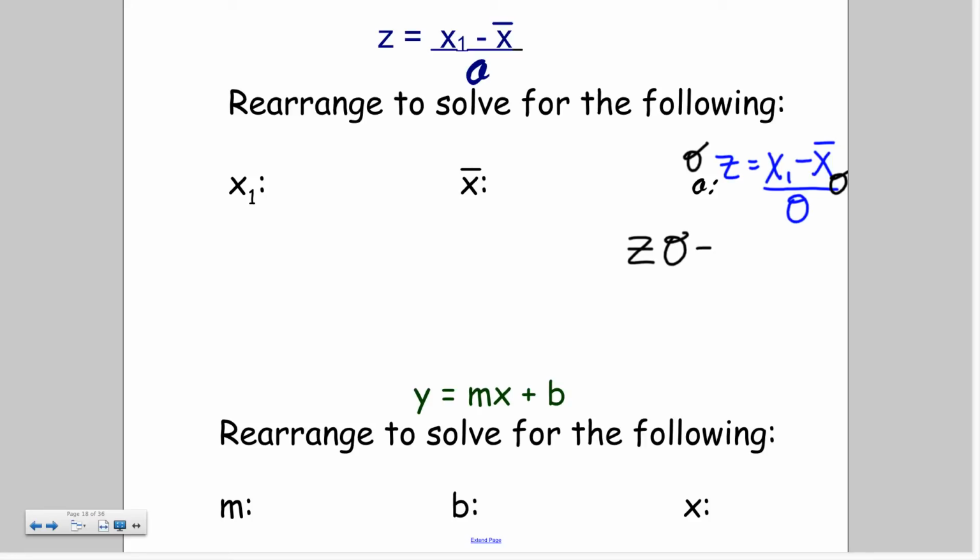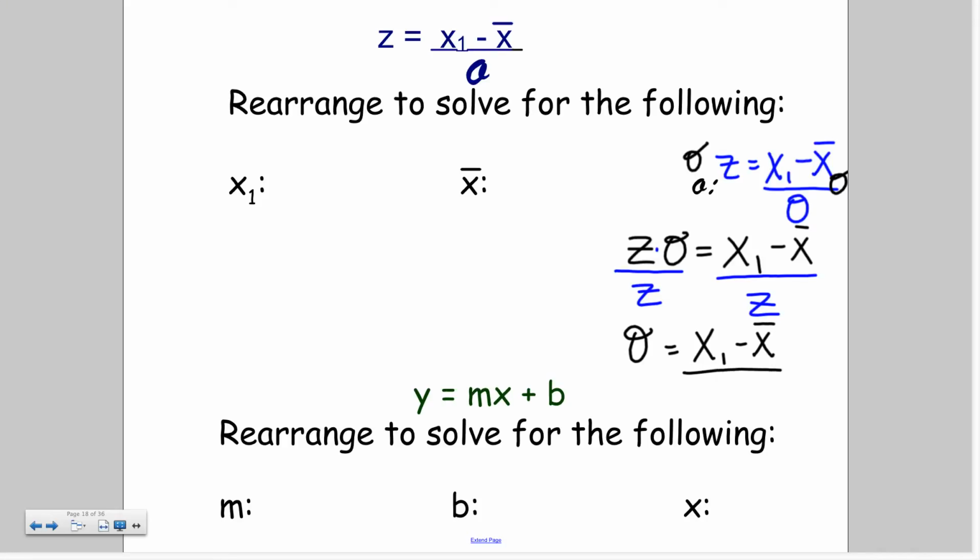Z-score times standard deviation is equal to the number minus the mean. All right, we need to get standard deviation by itself. Well, standard deviation is over on one side. Just get the Z from it, and it'll be multiplied, so we'll do the opposite, divide by Z. And that's going to leave us with a standard deviation is equal to the number minus the mean divided by the Z-score. And that's our answer.